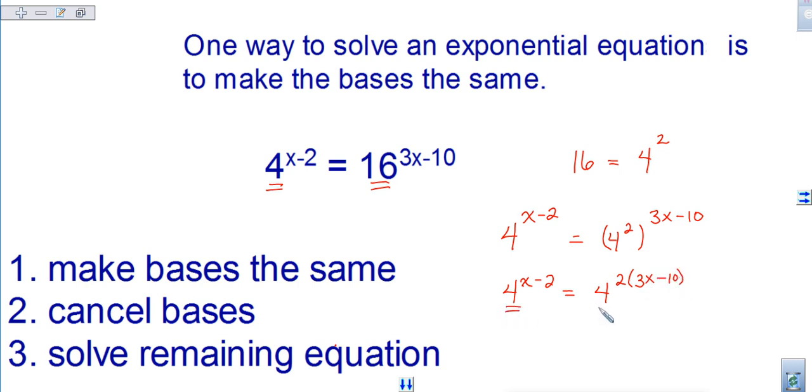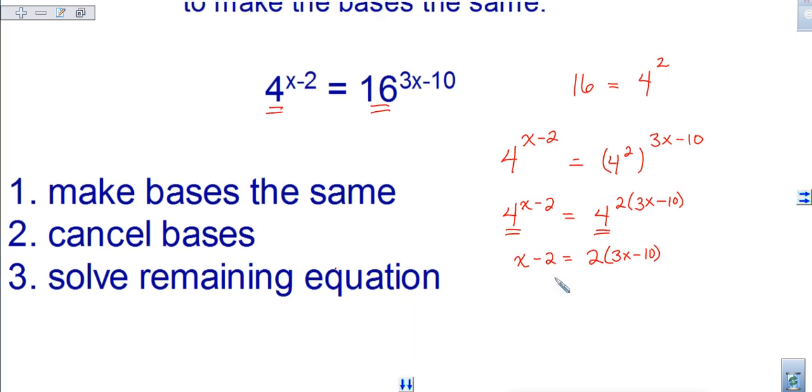And so we have the same base here, the same base there. So we're going to cancel the bases on each side. So basically the reason behind this is that if you have 4 to the power of something equal to 4 to the power of something, then the two powers must be equal. And so we can say x minus 2 equals 2 times 3x minus 10. Okay? And then we can just solve this equation instead of having to deal with the exponentials.